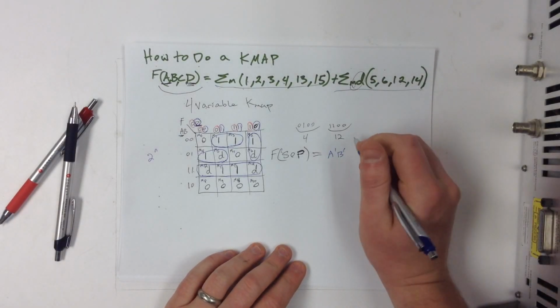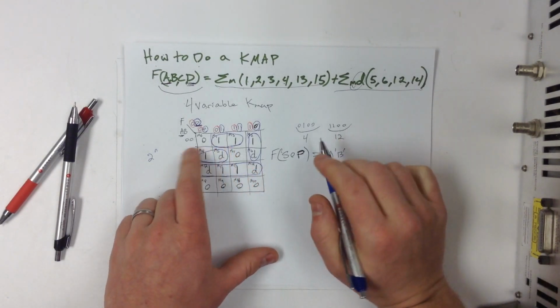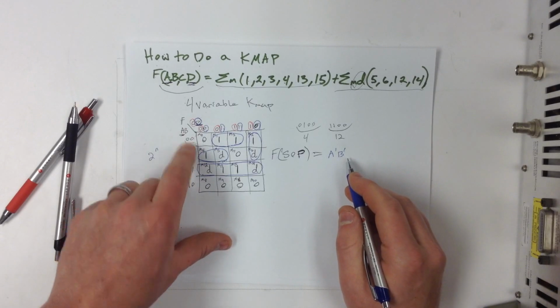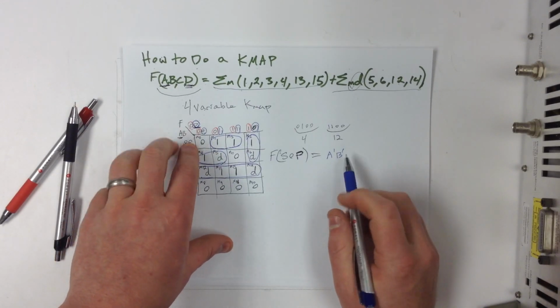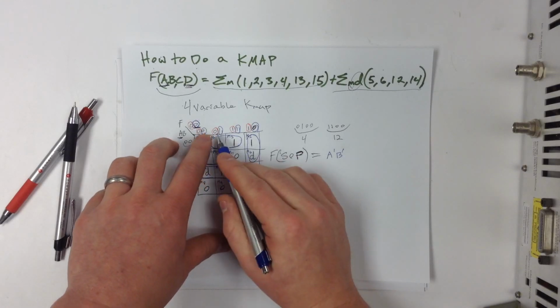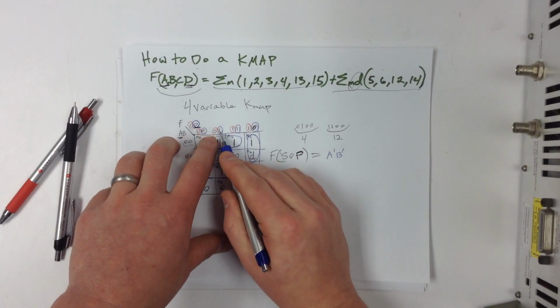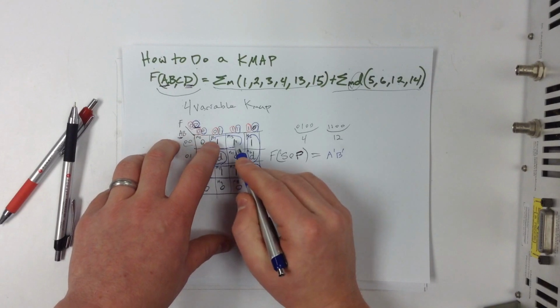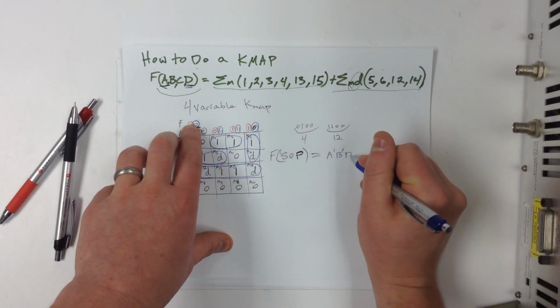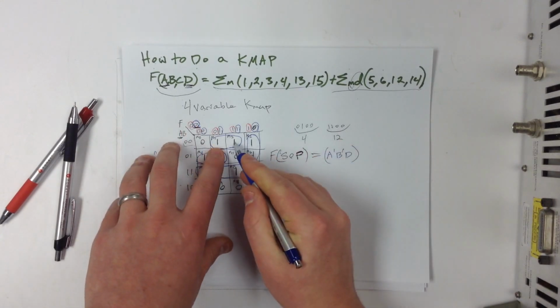B naught, and that would be these two here corresponding to A naught, B naught, because A is 0 and B is 0, right? And then let's figure out what these two have in common up here. Well, that 0 is changing right there, but they're both a 1 in these two columns, right? So then we can say D. And so that will be our first group.